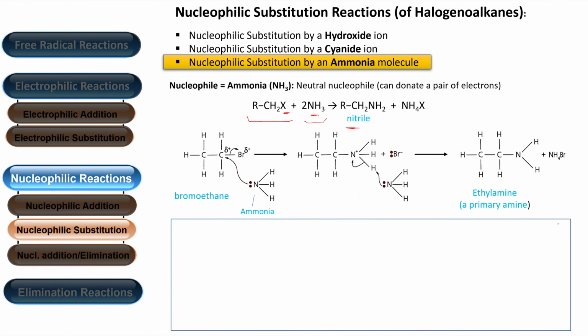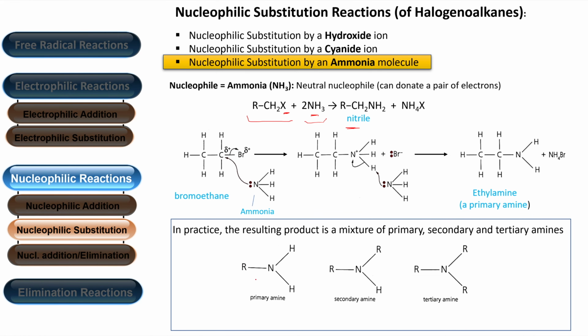So we end up with ethylamine, which is a primary amine, and ammonium bromide. However, it's very important to understand that in practice, the resulting product is a mixture of primary, secondary, and tertiary amines. So a primary amine is the one in which the nitrogen atom is attached to only 1 carbon, secondary amine where the nitrogen is attached to 2 carbons, and the tertiary amine is where the nitrogen is attached to 3 different carbons. So if you only want the primary but you don't want the secondary and tertiary amines, we'll have to stop the reaction. To prevent further substitution, a concentrated solution of ammonia is used. So we only get the primary amines but not the secondary and tertiary amines.